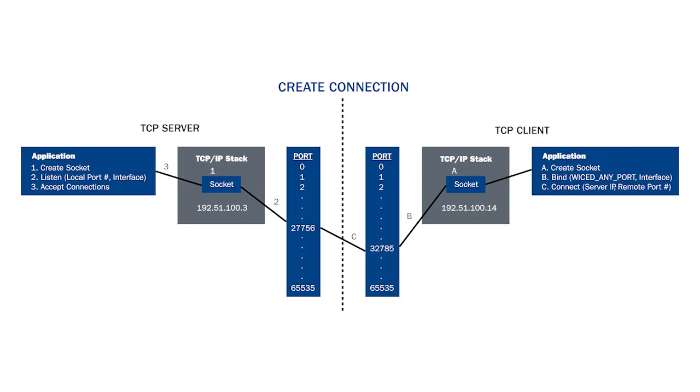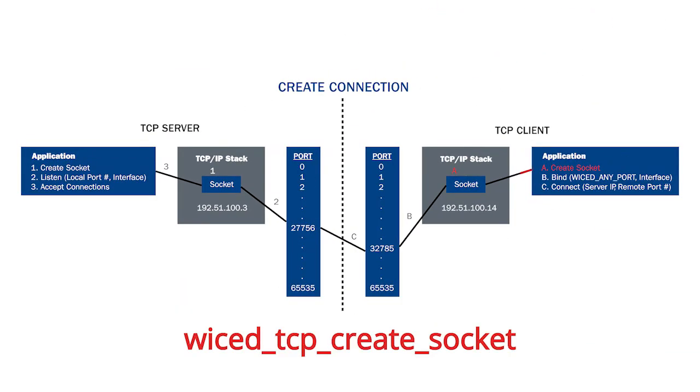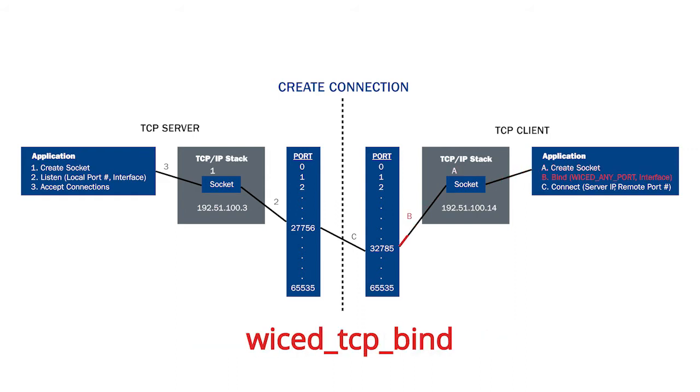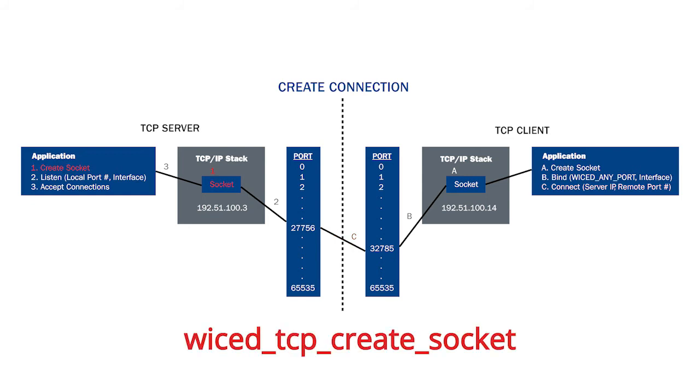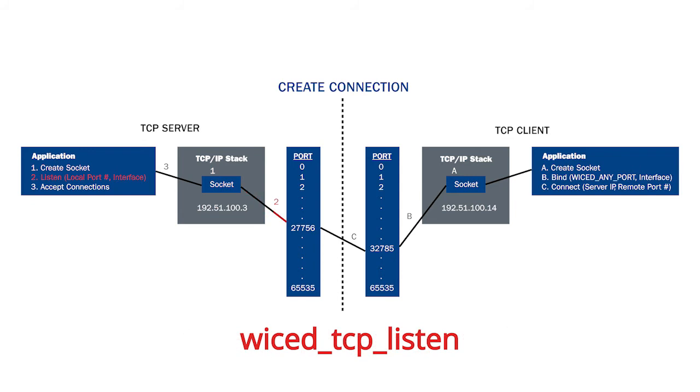Let me show you the whole picture. On the client, you call Wicked TCP create socket to make the socket, Wicked TCP bind to hook it up to a local port, Wicked TCP connect to hook it to a server. On the server side, you call Wicked TCP create socket, then Wicked TCP listen to connect to the server to a local port, and finally Wicked TCP accept to turn on the Wicked incoming socket.